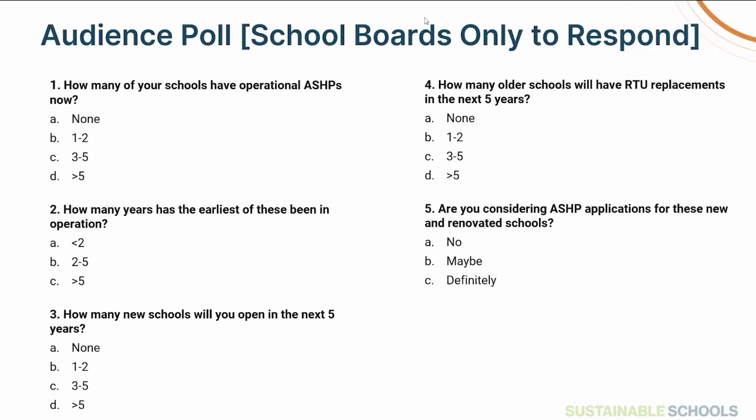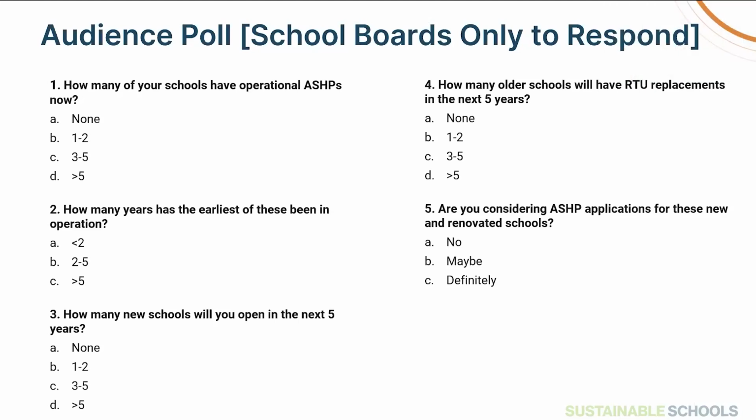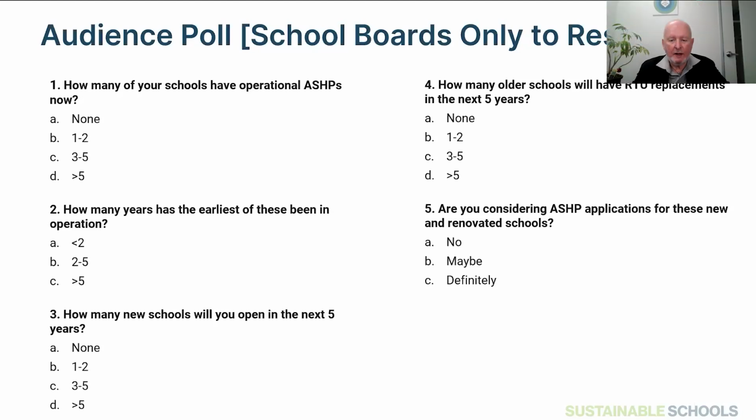So about half have some operating experience with air source heat pumps, 45%. And a few have quite a few schools out there. So we've got some working experience. And how long have these been operational? A majority of the ones that do have units, less than 2 years, so it's fairly new. 2 to 5 years, we're up to 75%. So opening new schools in the next 5 years, more than half of you have at least one or two, and some a little bit more.